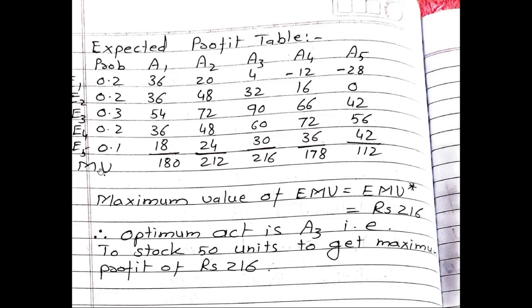Then we will find the expected monetary value by adding the values column wise. So the expected monetary values are 180, 212, 216, 178 and 112. Amongst these expected monetary values, we will pick the maximum value, which is EMV star, which is nothing but rupees 216. Therefore, the optimum act is A3, that is to stock 50 units to get a maximum profit of rupees 216.